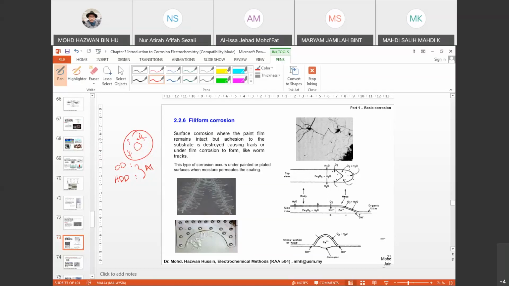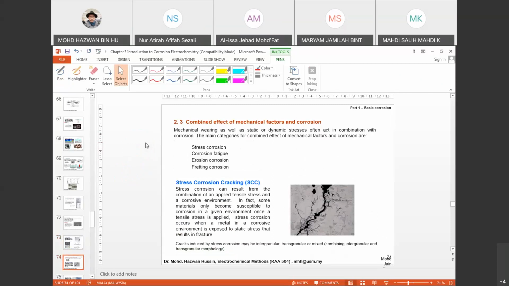If you have a scratch, this can make oxygen and water come in and then corrode the aluminium inside the CD. So sometimes you will notice that it forms a worm-like structure. In older CDs, you will notice this. This means that it is already forming filiform corrosion.